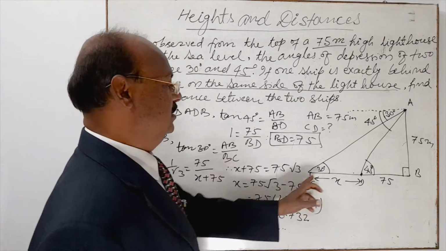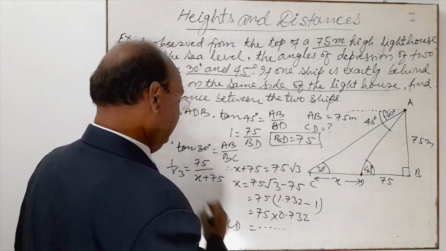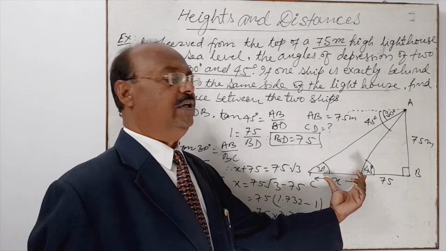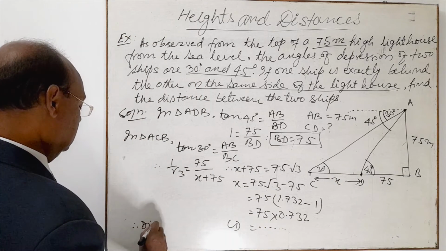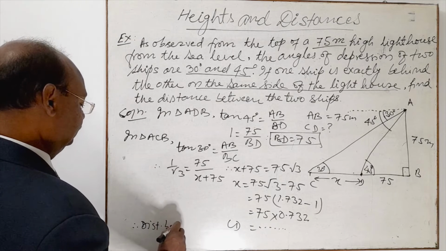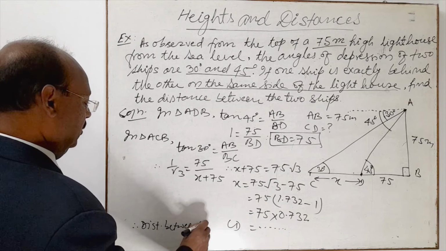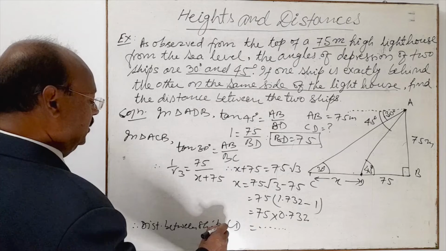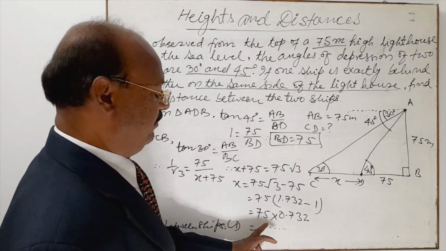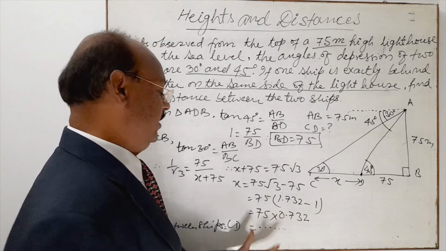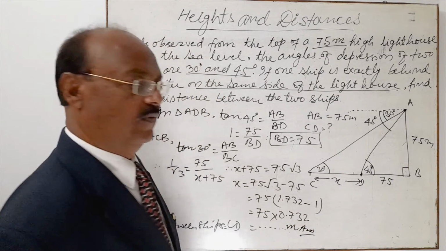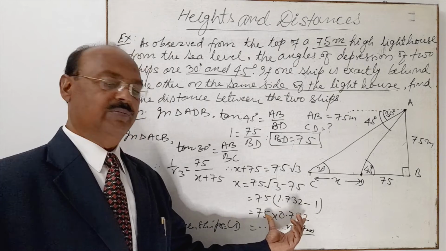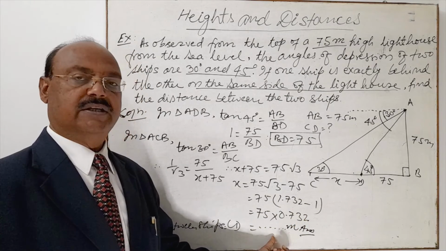And x means CD. And CD means the distance between two ships. So therefore, distance between ships CD is equal to 75 into this much. You will get this much meter as the answer. So you multiply these two numbers and you will get the answer.